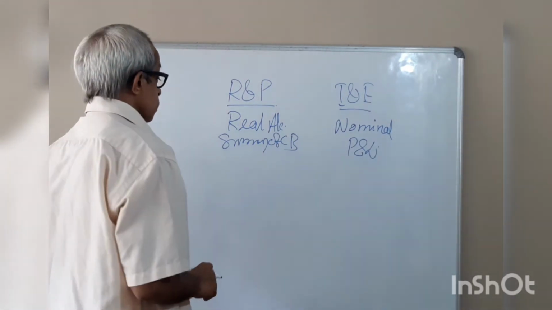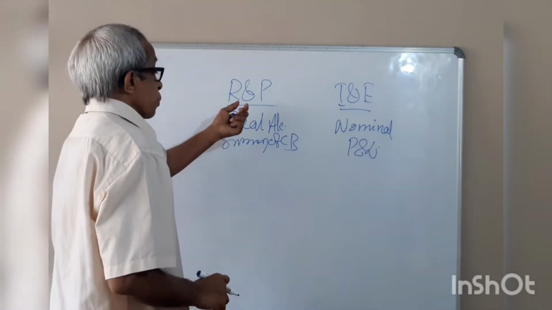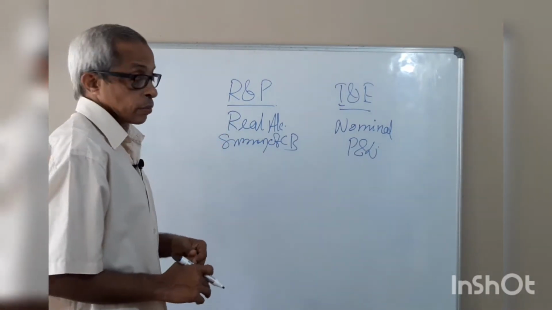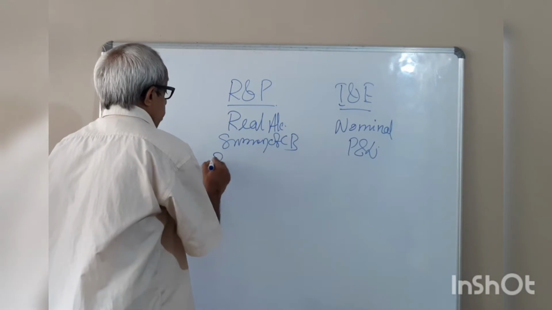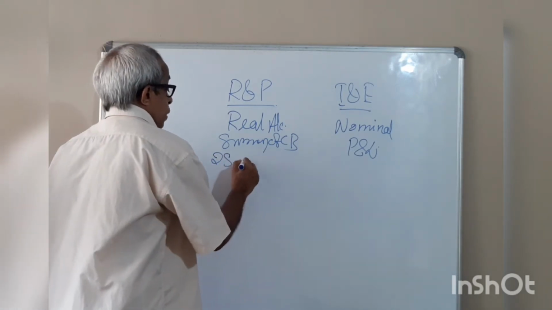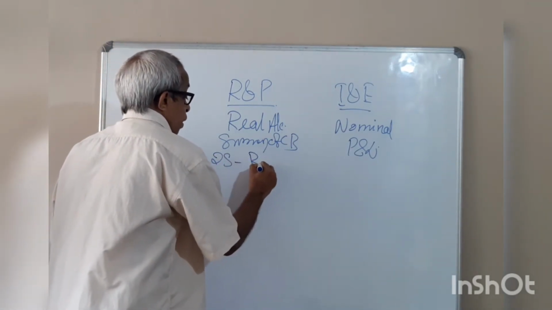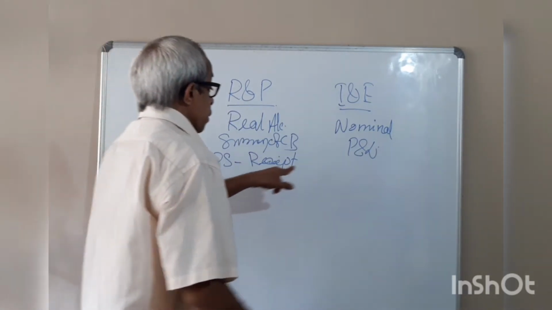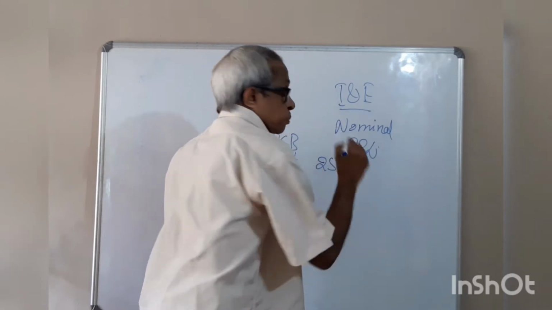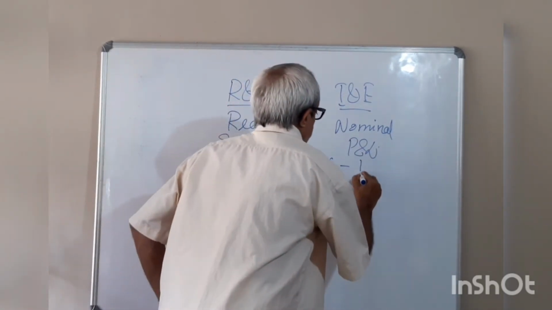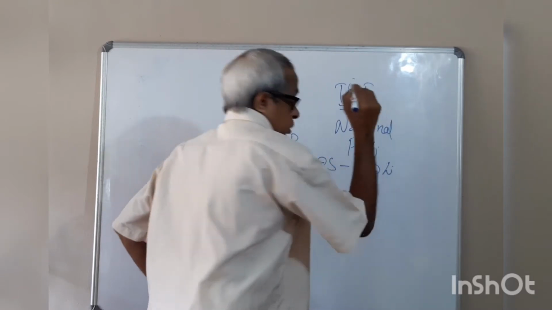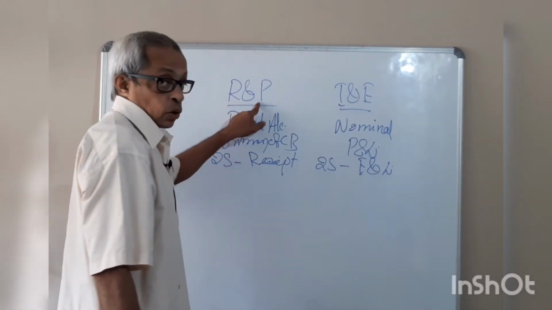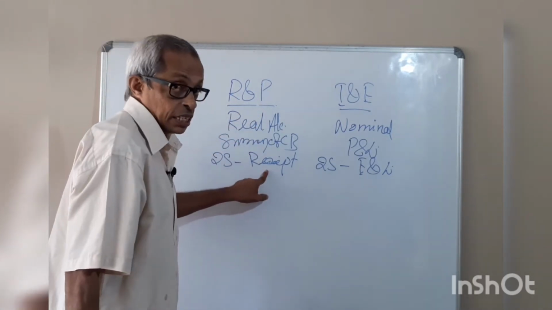And the next is the debit side of receipts and payments account. The debit side of receipts and payments account bears receipts, and the debit side of income and expenditure account bears all expenses and losses. The debit side of receipts and payments account bears all receipts.